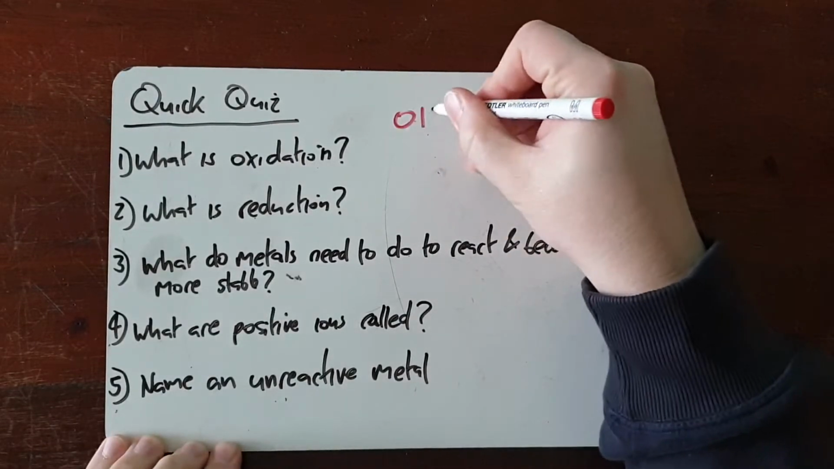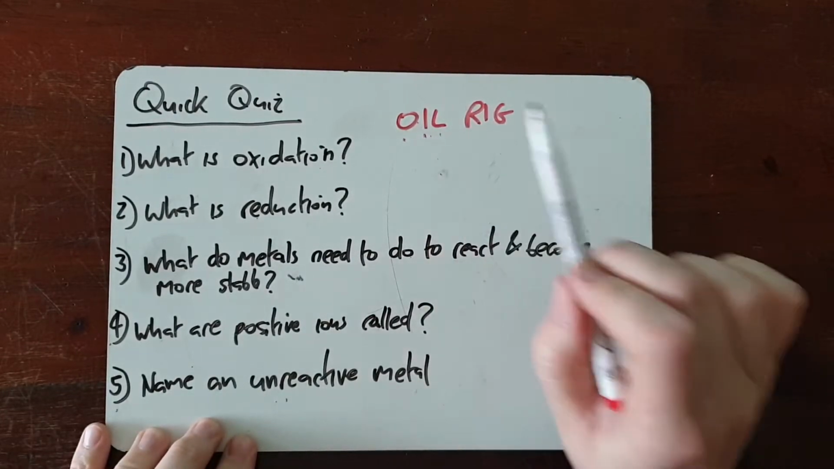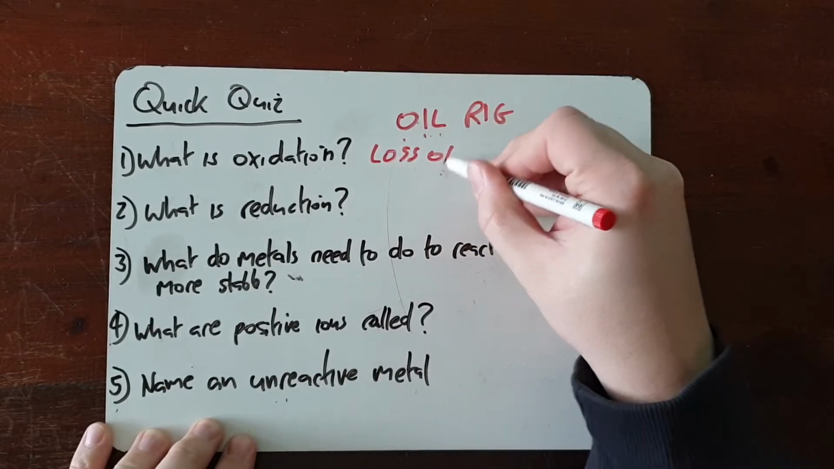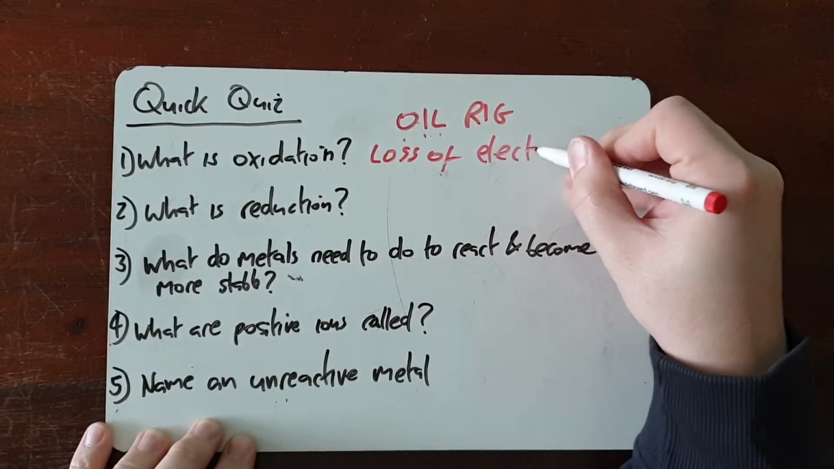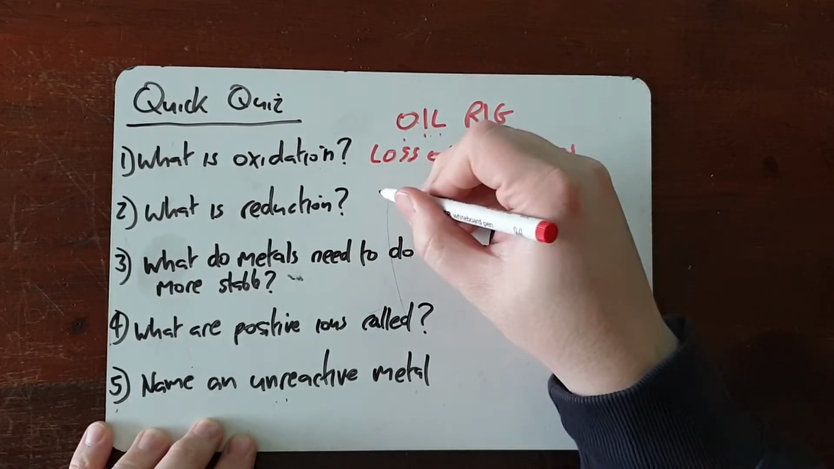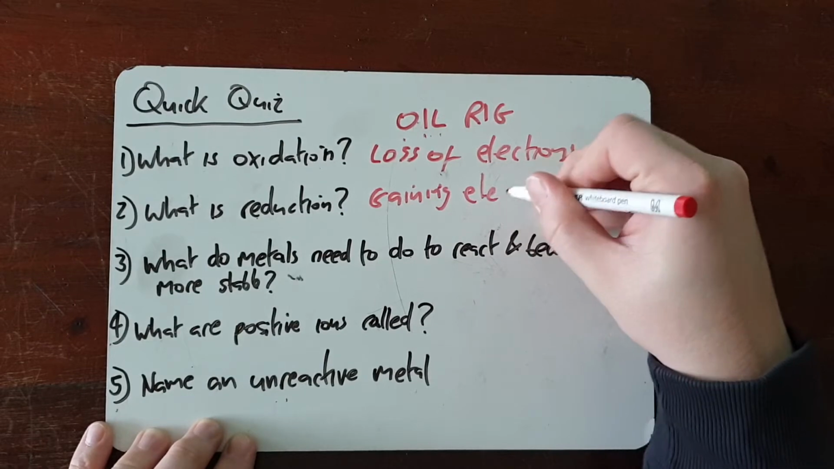If you remember OIL RIG, oxidation is loss of electrons. What's reduction? Reduction is gain. So reduction is gaining electrons.